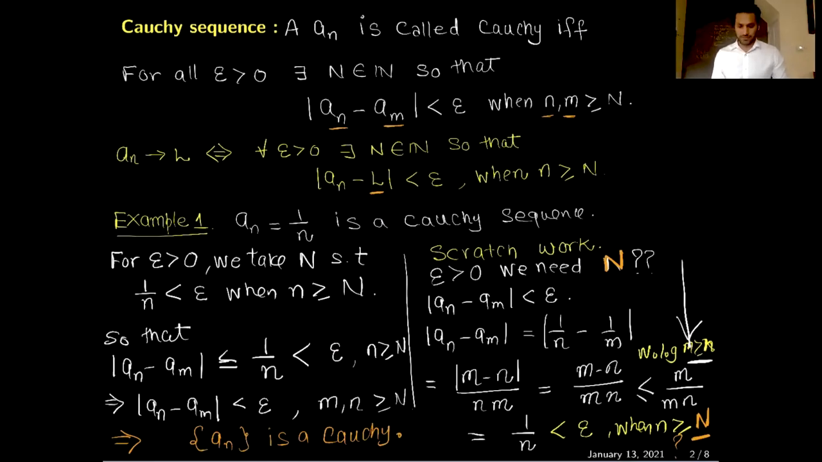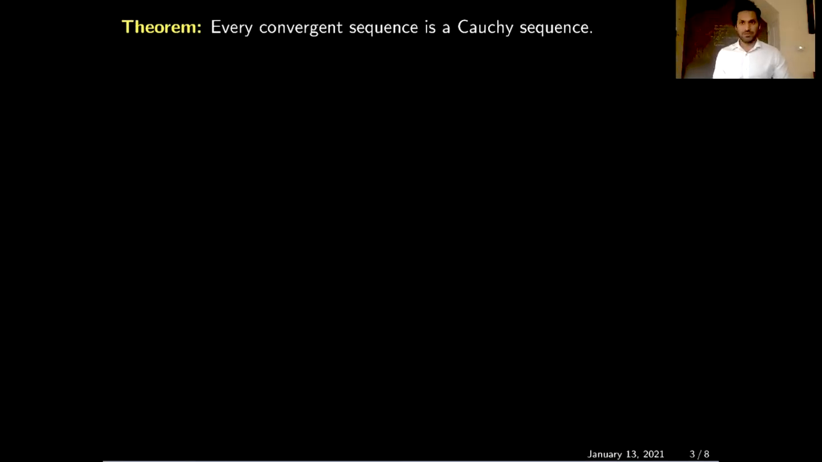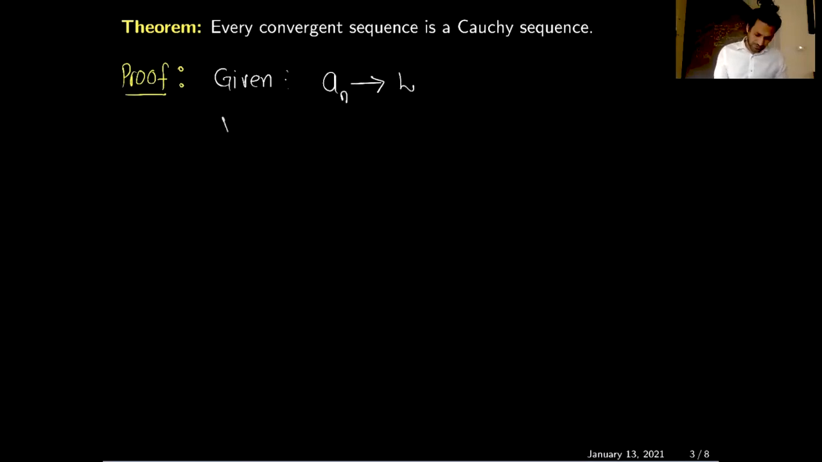Next, we will prove this important result, which says that if a sequence is convergent, it must be a Cauchy. As usual, first I will write down what is given and what I need to prove. So the given statement is a sequence an which is convergent. So I can assume that the sequence, let's suppose, converges to L. What we need to prove is that the sequence an is Cauchy.